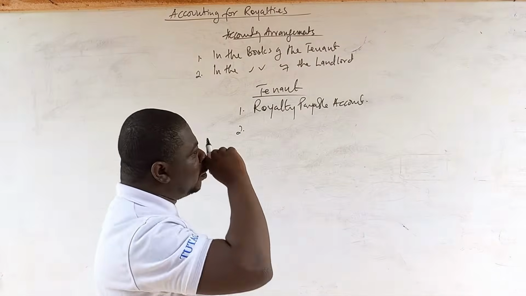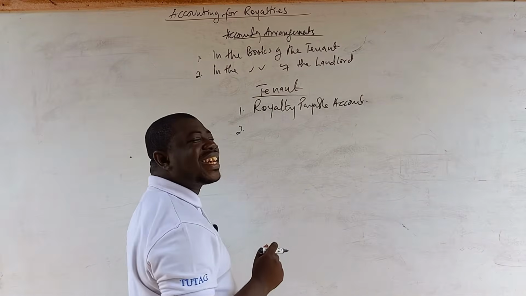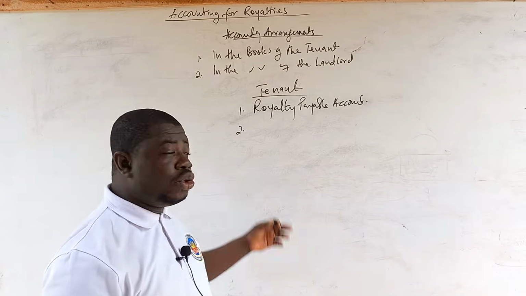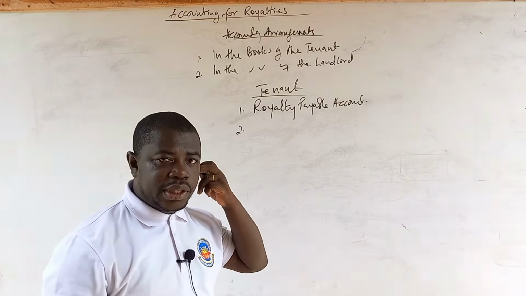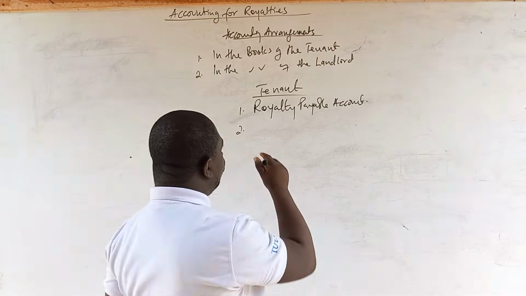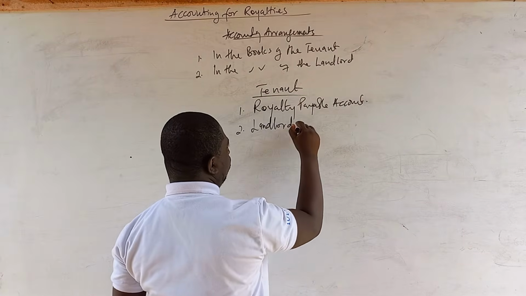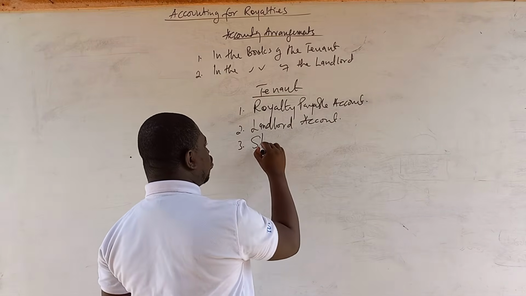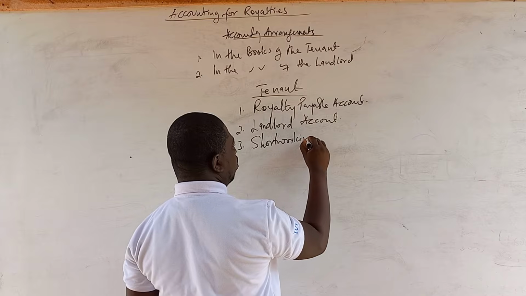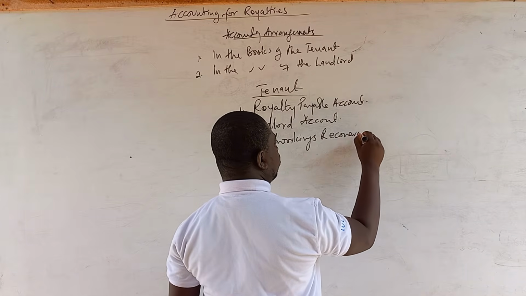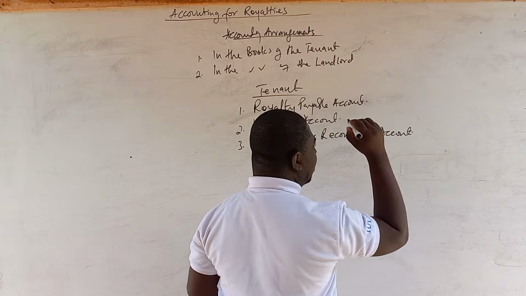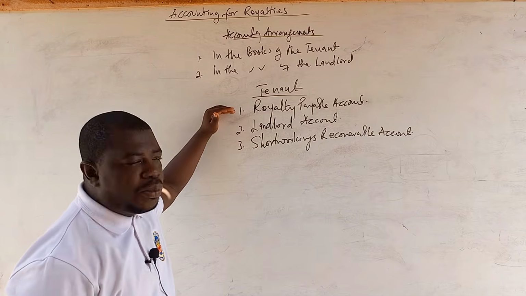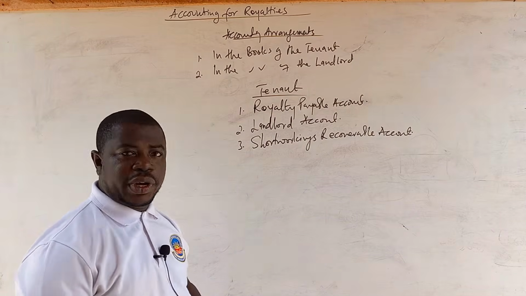And then the tenant is also going to prepare the landlord's account as a creditor's account. So when I say the landlord account, if you know the name of the landlord, you show. If you don't know the name, you can just say landlord account. But in your mind, it is a creditor's account. So you prepare the landlord account. And then in the books of you, the tenant, you prepare short workings recoverable account. So these are the three accounts that will be prepared in the books of the tenant: the royalty payable account, the landlord account, and the short workings recoverable account.